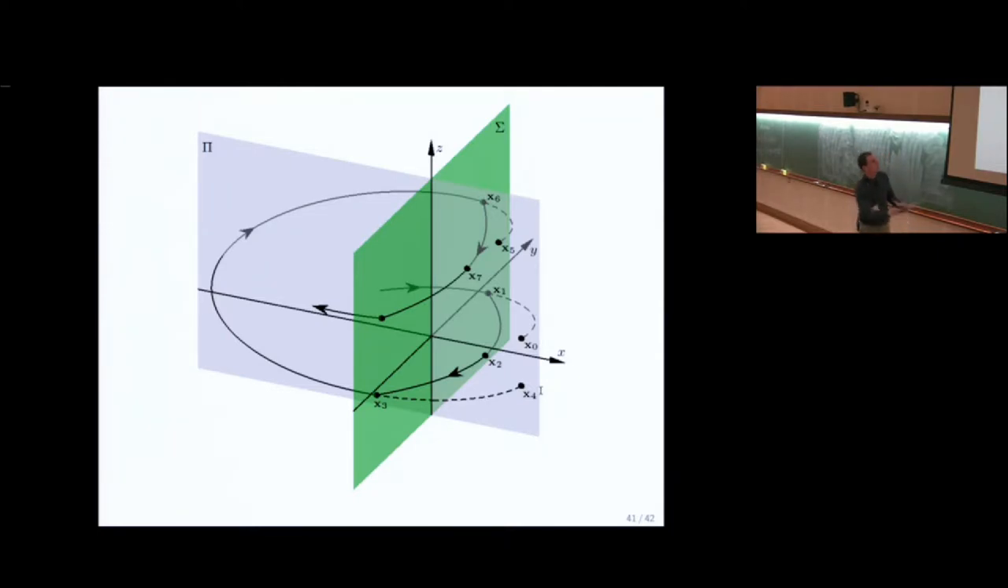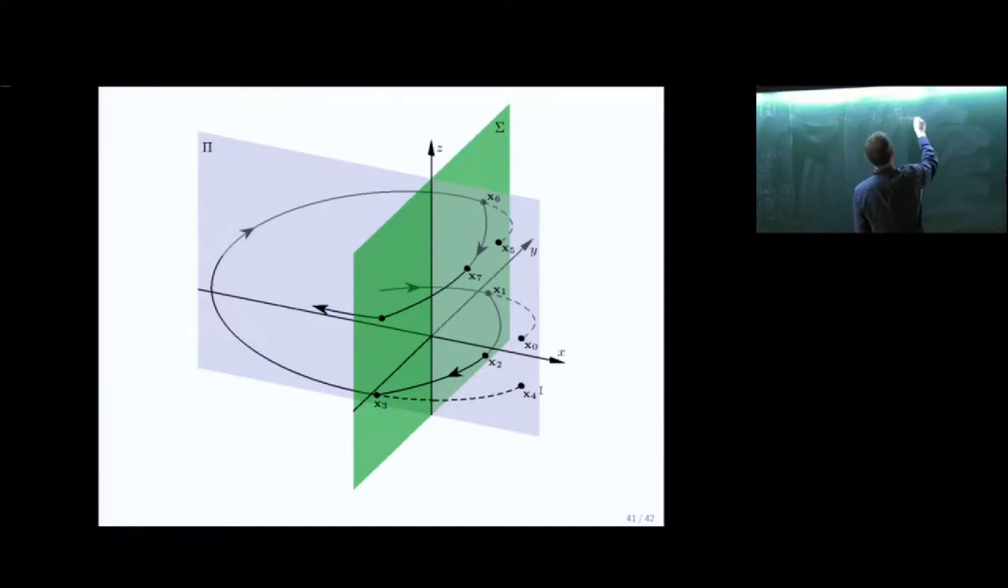So let's think about the Poincaré map. What we're going to do instead is go from x0 to x5. We're going to do it in two steps. First, we'll consider x4 to x5. X4 to x5 is very nice. So we have some map that takes us from the point x4 to x5.